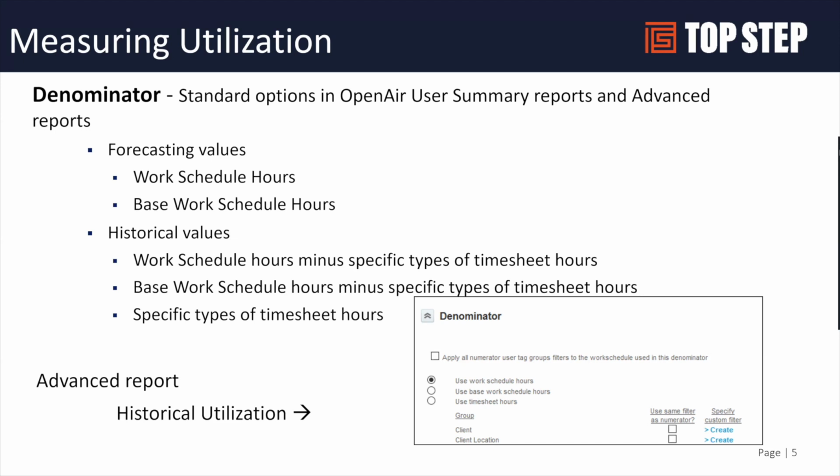So depending on how you define your denominator, in these standard reports you can get pretty good flexibility in defining it. You can see here a screenshot of the report options on the out-of-the-box report. The one at the bottom is the historical utilization report, which is an advanced report, and you can make those selections inside that report and generate those values.